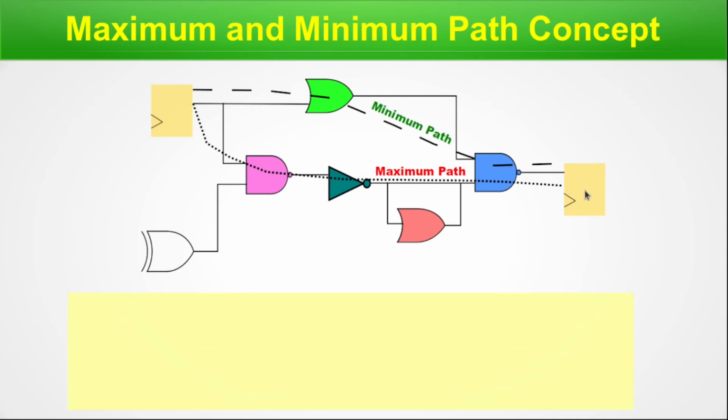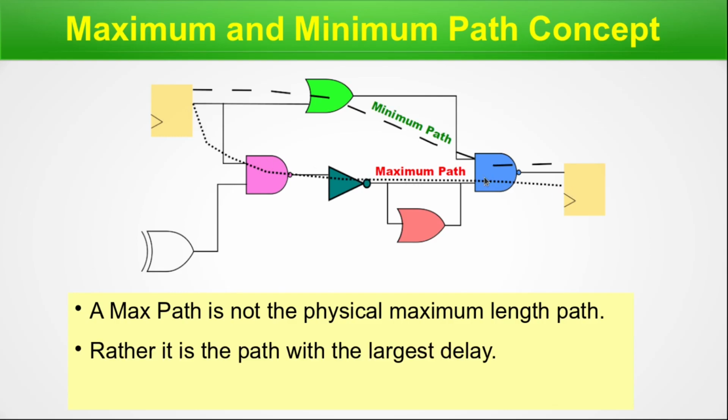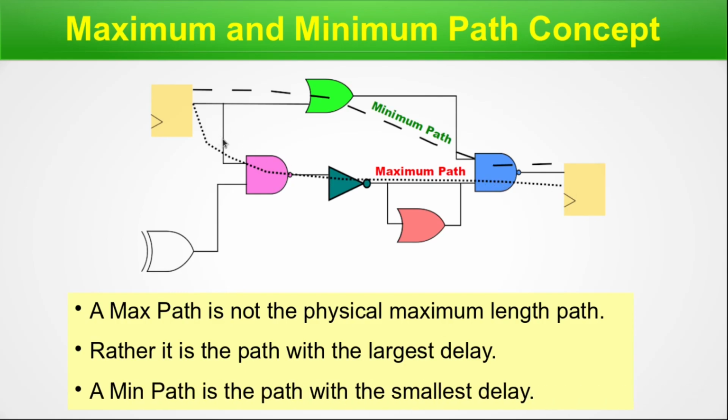Now let me bring up the text. A max path is not the physical maximum length path. Physical length means how long the path is. It is not like that. It is with respect to the delay. So here it is the maximum path, in red. A minimum path is the path with the smallest delay. Since in this path the most number of gates are there, it is considered as a maximum path, and here we have the least number of gates and the delay, so we call this a minimum path.